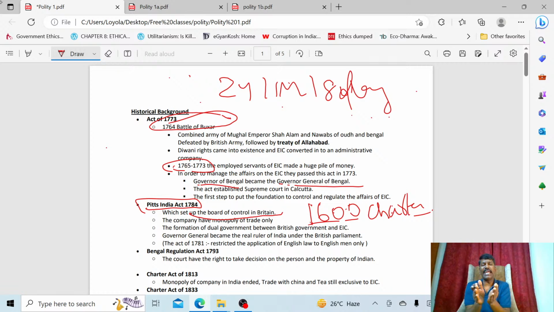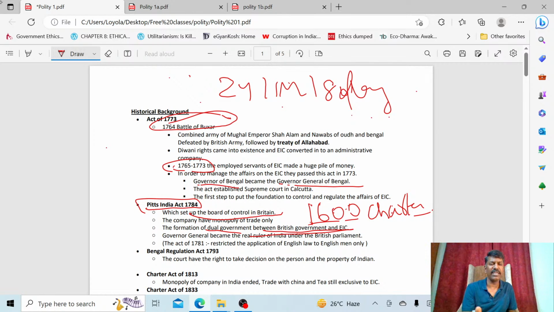But the monopoly of trade for the Company was exclusively given on the basis of Pitt's India Act, along with the formation of dual government between the British government and the East India Company. In the Battle of Buxar, the diarchy was between the government representative from the East India Company and the king or Nawab's representative. But in 1784, the British government on one side and the East India Company on the other, that dual form of government came into existence. And other than that, the Governor General of Bengal was later made the real ruler of the entire British territory. So this is the way some initiation happened.